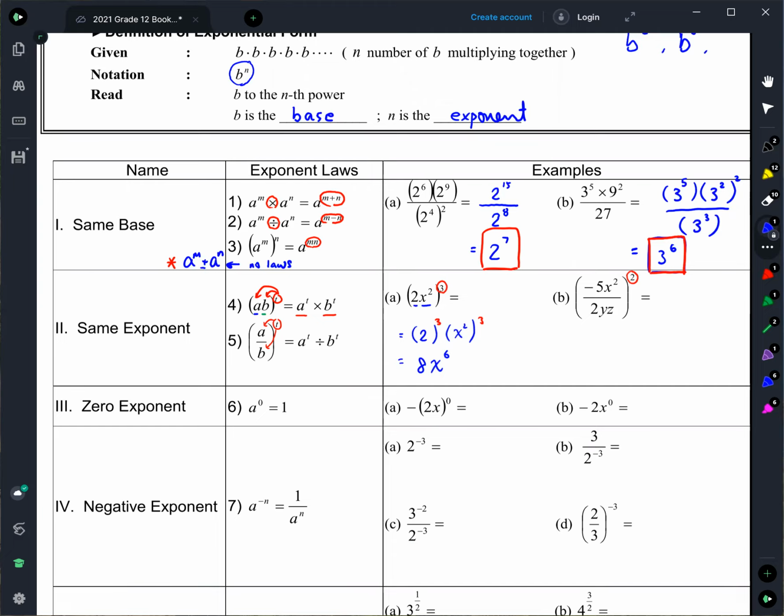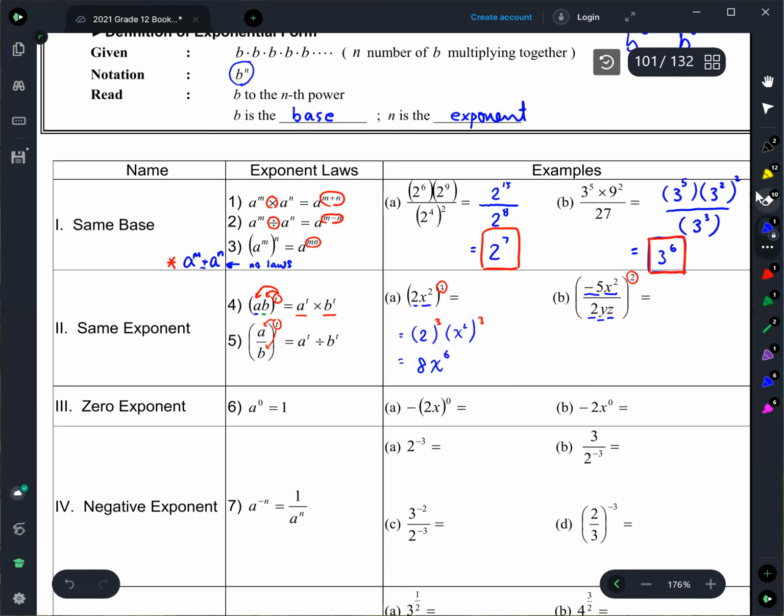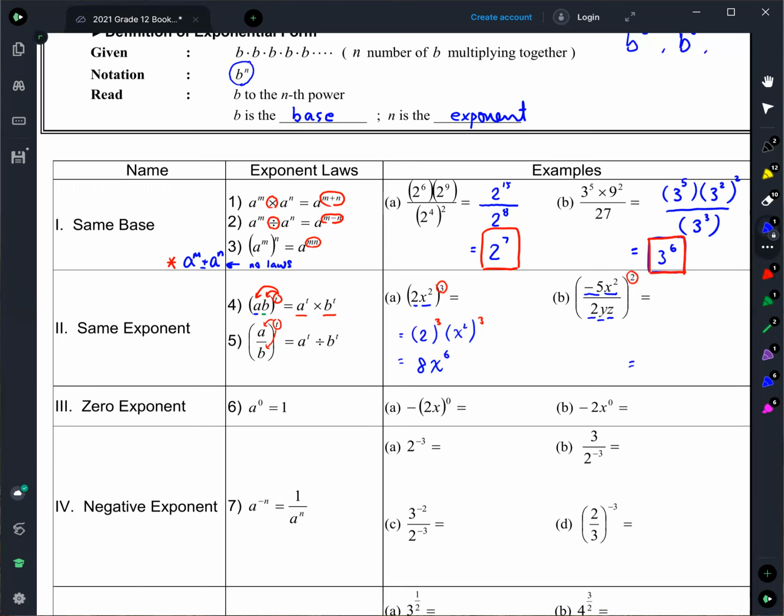Okay, Marcus, how many things are inside? Oh, sorry. 5. Yeah, very good. Okay, so we have the -5, the x squared, the 2, the y, the z. Okay, please raise your hand if you have the final expression. Each of them gets the square.